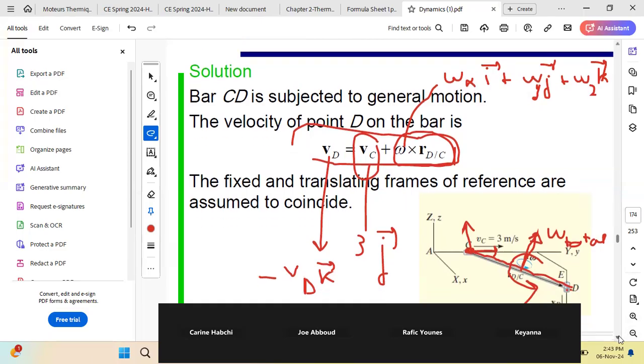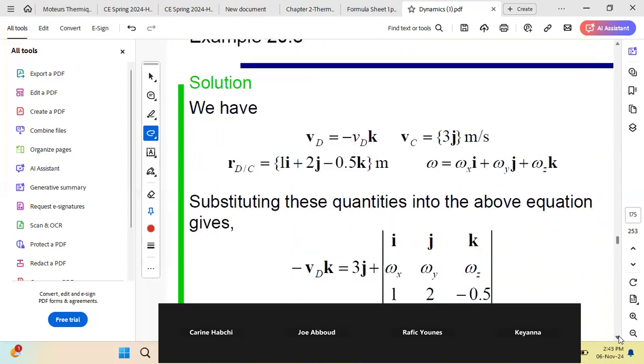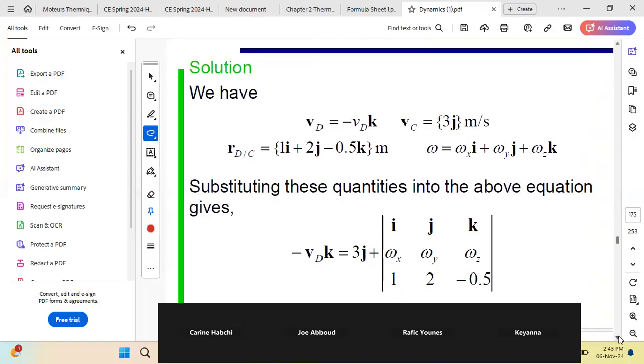We know that a vectorial relation in 3D will give us only three equations. So we need an additional equation to solve for our four unknowns: VD, omega x, omega y, and omega z, okay? To be able to close the system of unknowns, we should use that omega total is perpendicular to CD. So this will give us a fourth equation.